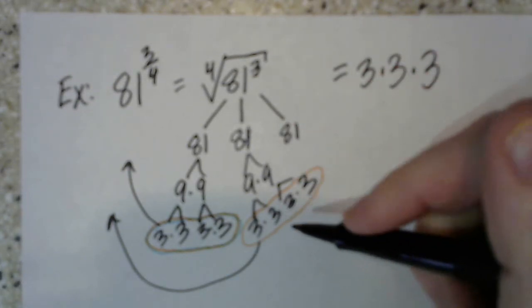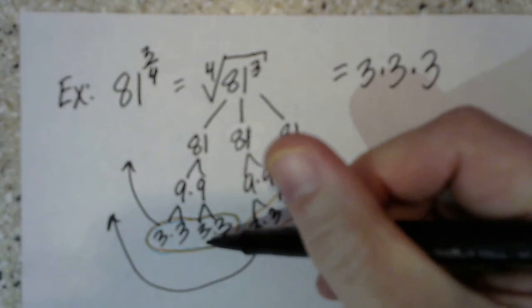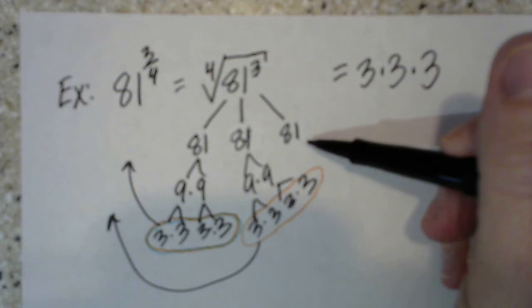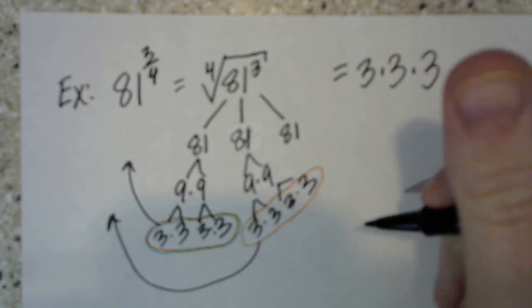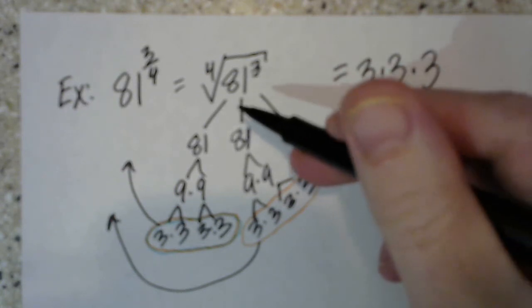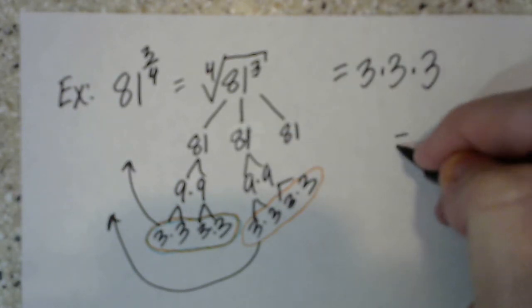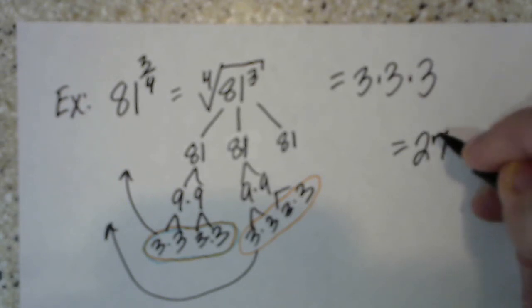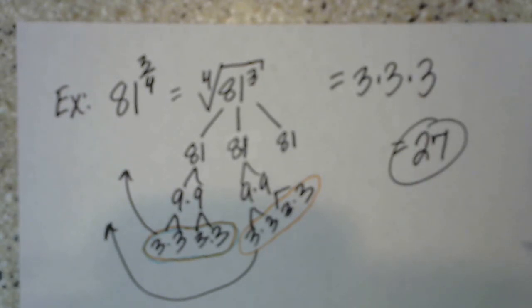If you were to put in your calculator 3 times 3 times 3 times 3 times 3 times 3 and keep going through these 3s as well, you would get 531,441, which is what 81 to the 3rd is. So there's no radical left. This is the same as 3 to the 3rd power, which is 27. And that's the answer to that problem. Okay?